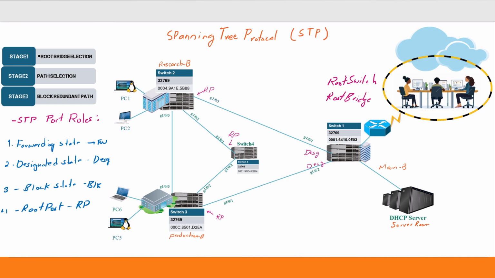Third, switch 4 root port is toward switch 2. So switch 2 gig 0/2 port is going to be in designated state. Fourth, now 2 connections are remaining between switch 4 and switch 3, and switch 3 and switch 2. I mean we have identified our root ports and our designated ports. So which of these ports should be in blocking state and which of these should be in forwarding state?